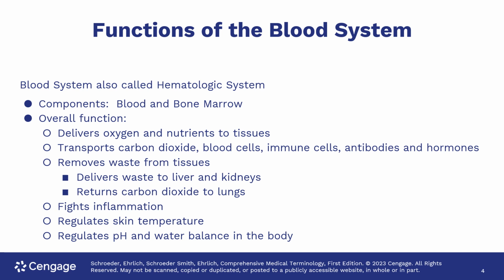Wastes are eliminated through the urinary and gastrointestinal system by way of the kidneys and the liver. The blood system plays an important role in inflammation, temperature, and water balance.